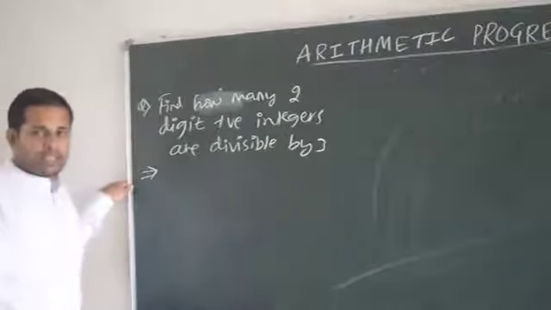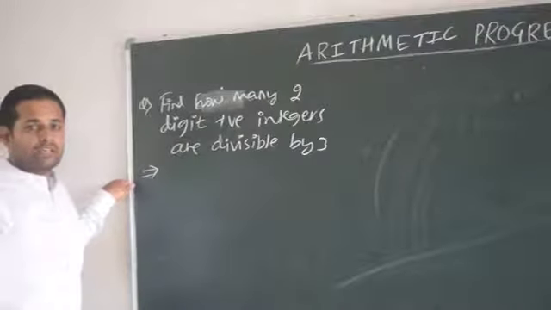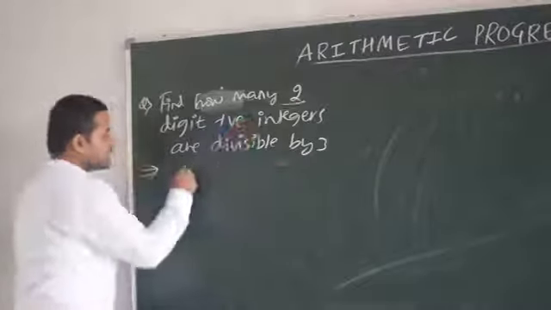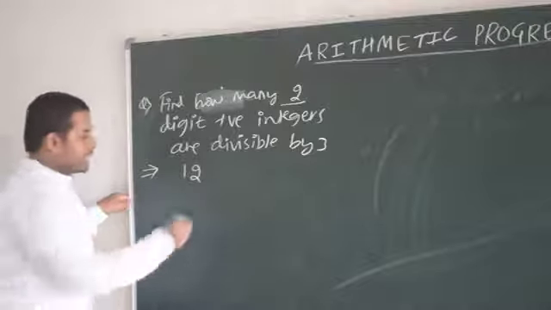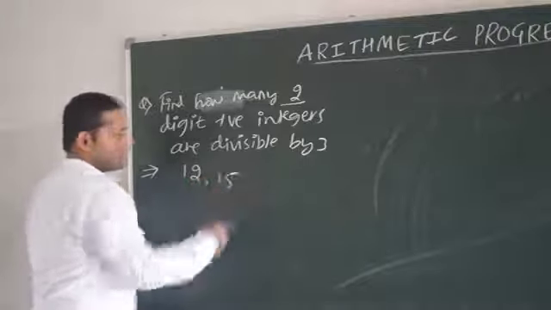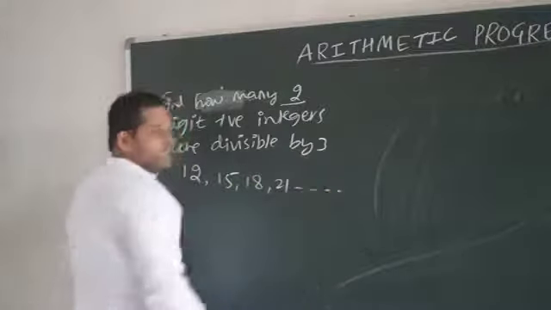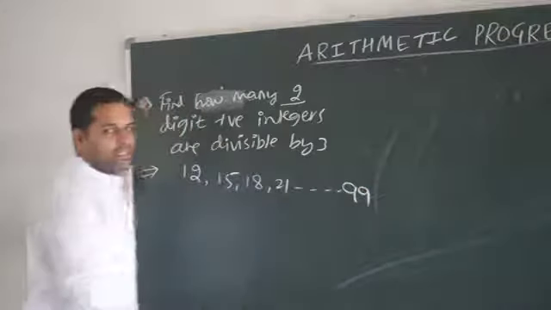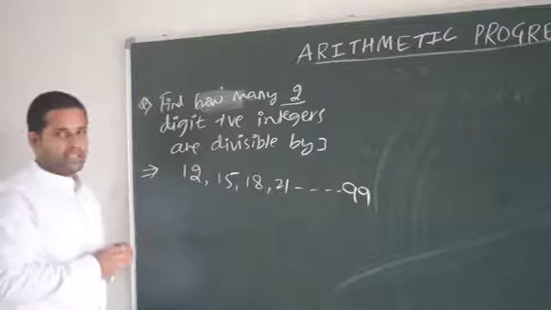3 is also divisible by 3. 3 ones are 3, 3 twos are 6, 9. But you need not include them. Why? Because they are asking only for two digit numbers. I have to start from 12, right? 11, is it divisible by 3? No. After 12, what will be the number? 15. Then after that 18. After that 21. Till where will it continue? 99, right? 99 is divisible by 3. Only two digit numbers which are divisible by 3 are being asked. Are you getting my point?